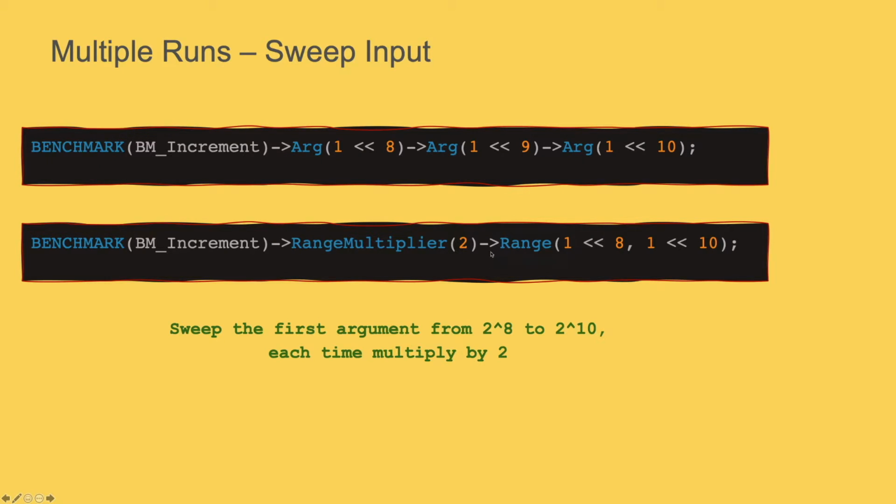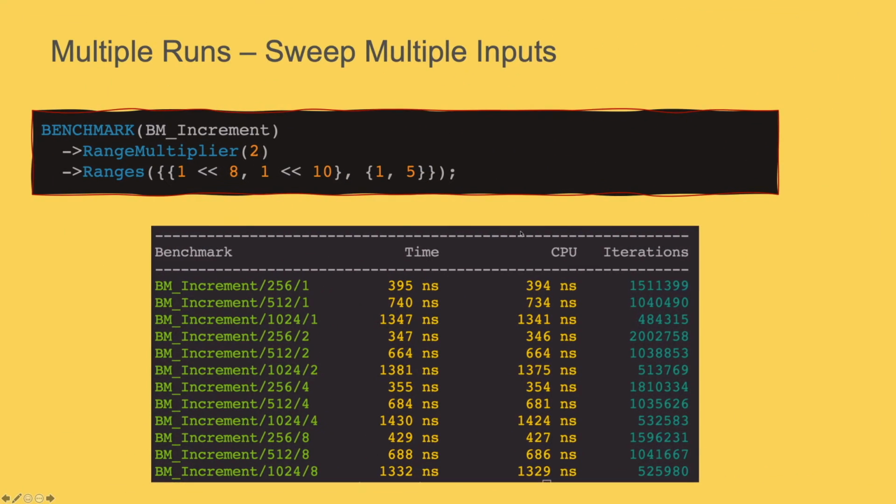Now that we learned about range, what if we have multiple inputs and we want to change multiple parameters using this range notation? In order to do that, you use ranges now. Ranges text is a container. Each member of it is a range itself.